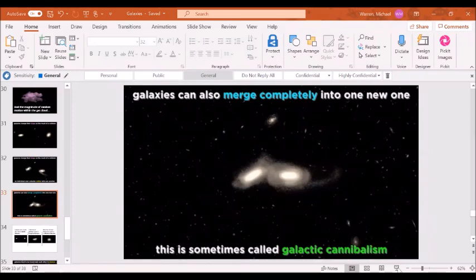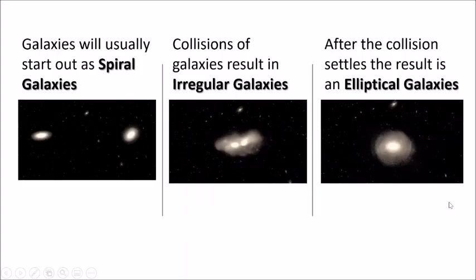All right, going back to galactic cannibalism. The merger is going to be typically some type of an elliptical galaxy. So galaxies usually start out as spiral galaxies. Their collisions are going to make some type of irregular galaxy, and then after the collision settles out, you're going to have an elliptical galaxy.